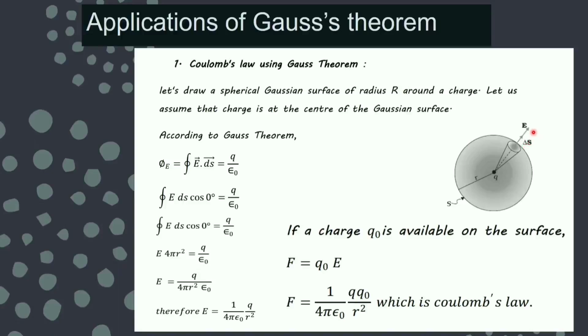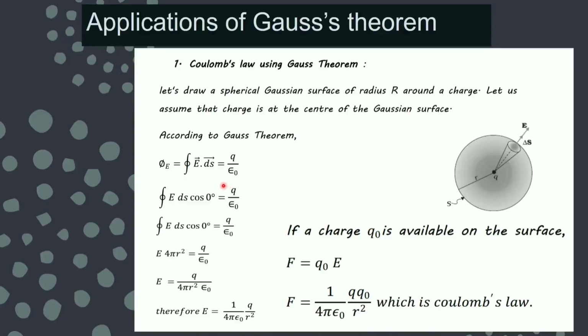Now if I apply Gauss theorem, the angle between E and the area vector is 0. By the definition of electric flux phi, it is written as the dot product of electric field and the area vector. For this spherical surface I have to take the surface integral over the closed surface, which is the integral of E dot ds, equal to q upon epsilon naught. This is your previous knowledge.